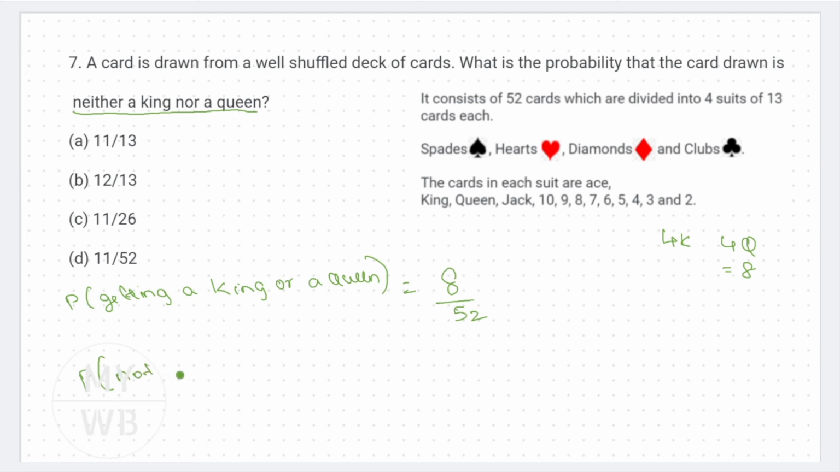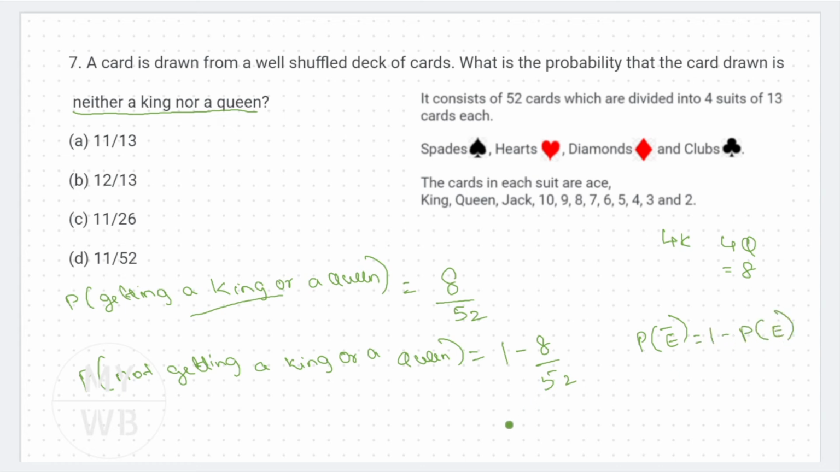Probability of not getting a king or a queen will be complementary to this event. So it will be 1 minus 8 by 52, since P of not E is equal to 1 minus P of E. Simplifying this, you get 52 minus 8 by 52, which is 44 by 52. Simplifying, you get 11 by 13. So this is the method 2.